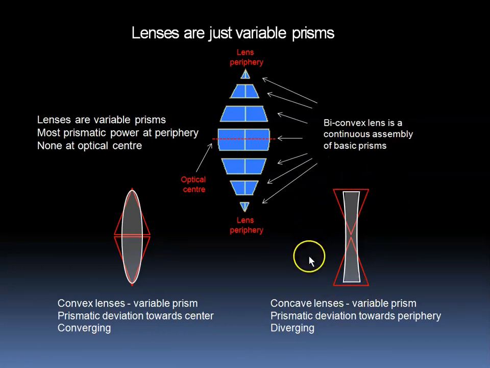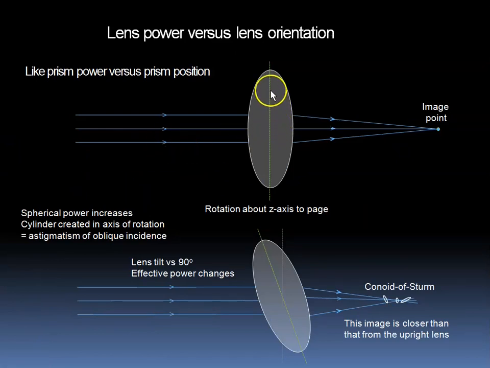Concave lenses have a different orientation, in which the upper half has a base-up prism effect and the lower half has a base-down prism effect, which is the opposite of that seen in the convex lens. Lens power varies with the orientation of the lens to the incoming light. Like prisms, the orientation of the lens will change the effective power because of the way Snell's law works, in that the angle of deviation depends on the angle of incidence.